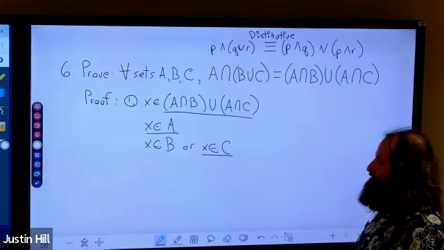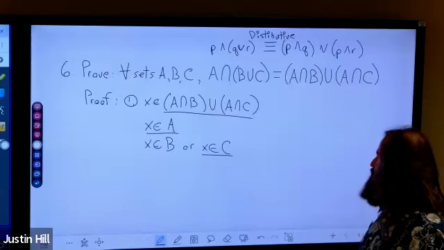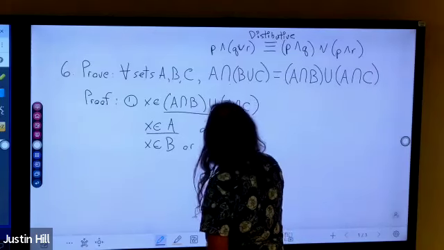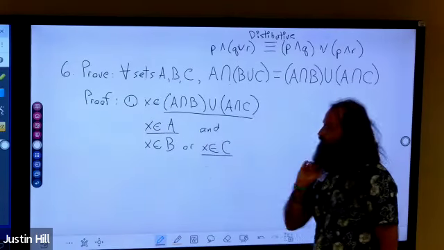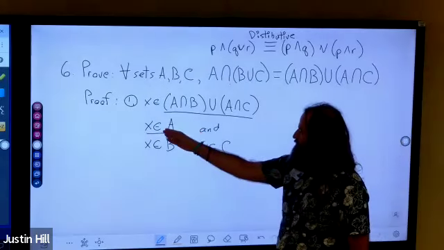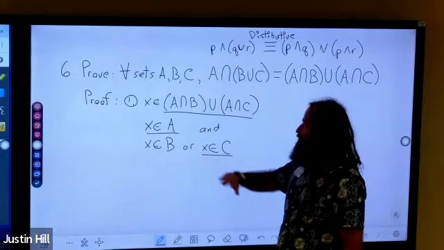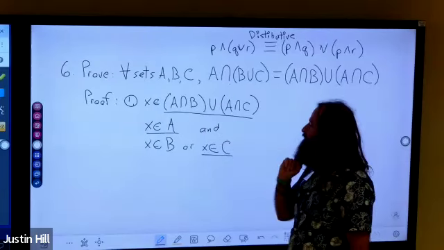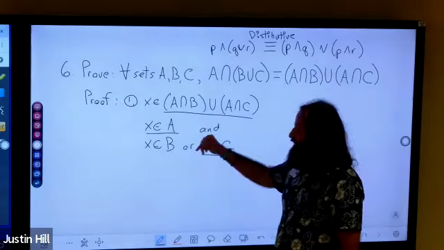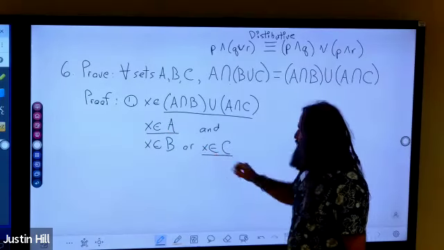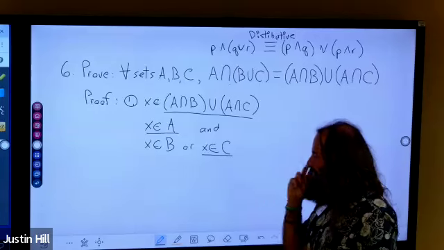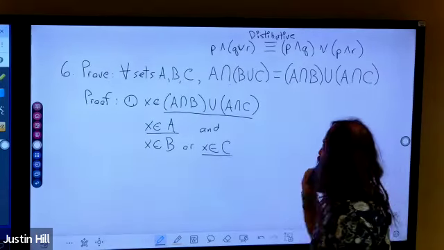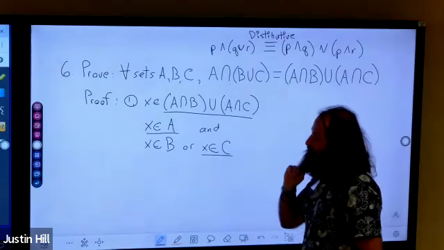Then case two, X is in A and X is in C. So what she's doing is, again, in my proof, what I have is X is in A and it's in one or the other. So she breaks this down into two cases. X is in A and X is in B. Well, that's awesome. Now, by definition, I have X is in A intersect B. Second possibility, X is in A and X is in C. In this case, X is in A intersect C then, by definition.